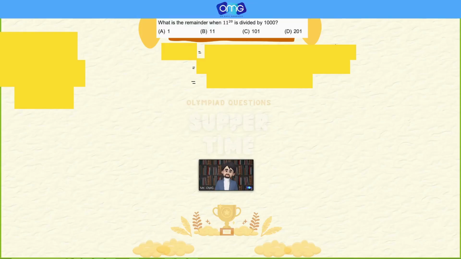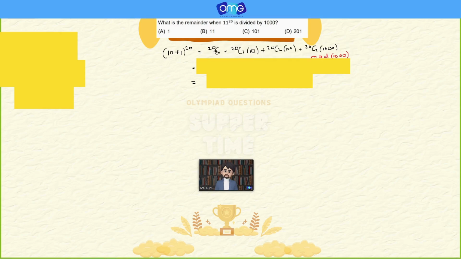Olympiad questions. What is the remainder when 11 to the power of 20 is divided by 1000? We can use binomial expansion for this question, where this is 10 plus 1 to the power of 20. In binomial expansion, this is 20C0, next 20C1 times 10, 20C2 times 100, 20C3 times 1000. But we can ignore the 1000, why? Because it's divided by 1000. This can be cancelled out.